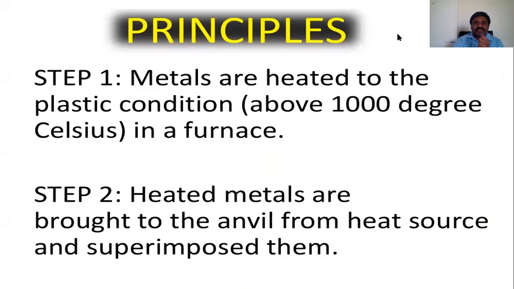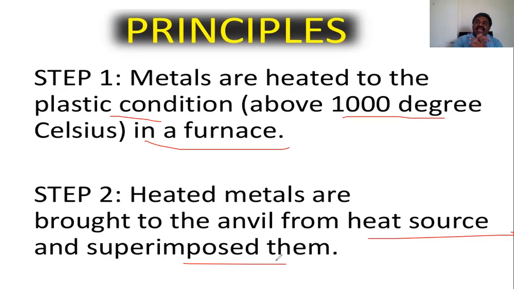So the very important point here is that the metals are heated to a plastic condition above 1,000 degrees Celsius in a furnace. The heated metals are then brought to an anvil, because we need it for fixing purposes and for hammering. The anvil is what we have seen in a blacksmith workshop. The heated metals are brought near the anvil from the heat source and superimposed, and then we can go with the hammering. That is the very beauty of this one.